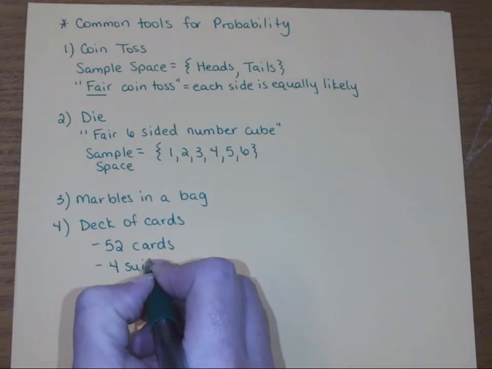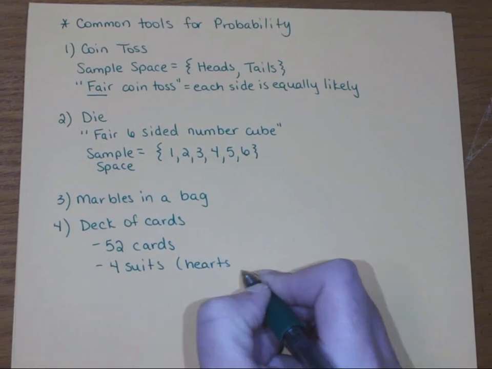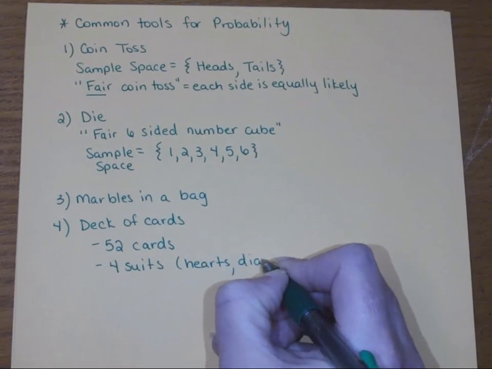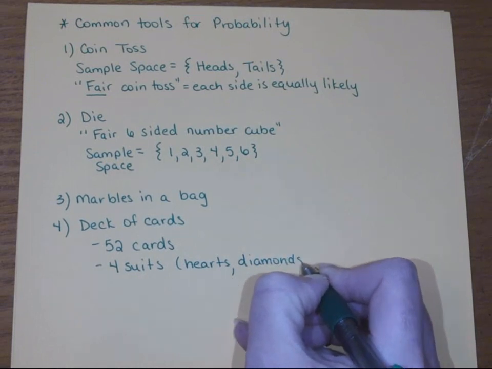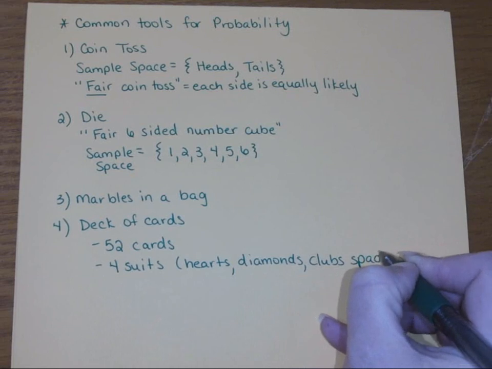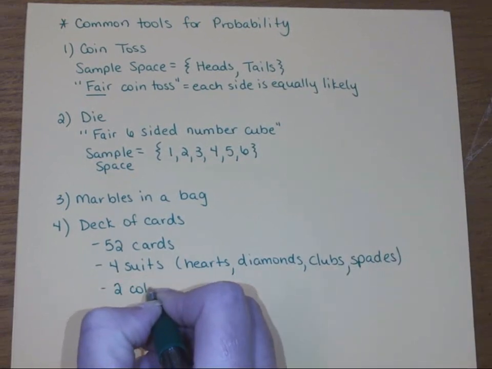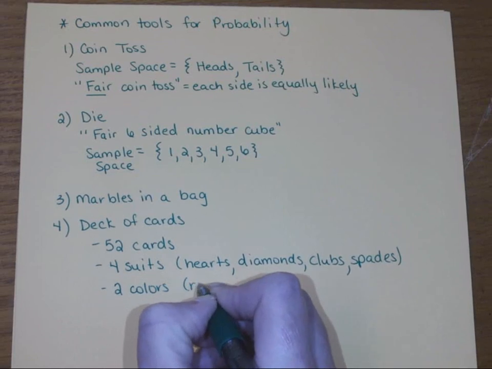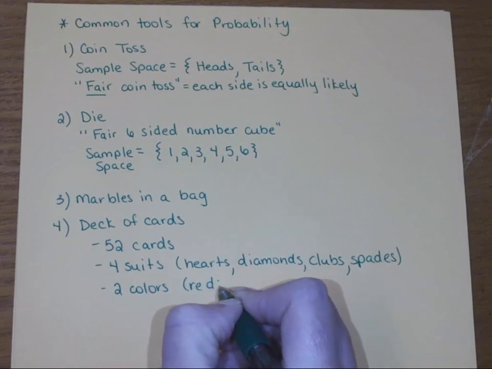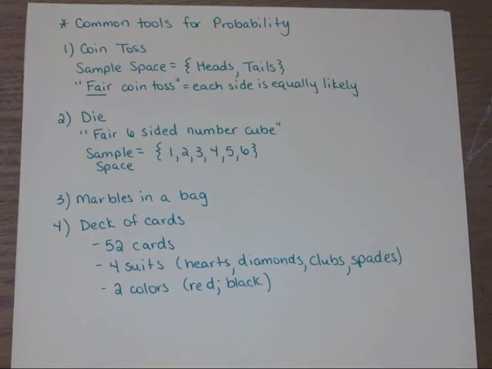There are 4 what we call suits in a deck of cards. They are the shapes that are on the cards, so hearts, diamonds, clubs, and spades. There are 2 colors, red and black. The hearts and the diamonds are red, and the clubs and spades are black.